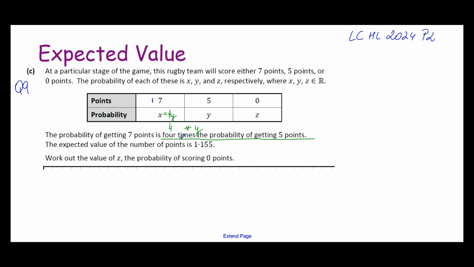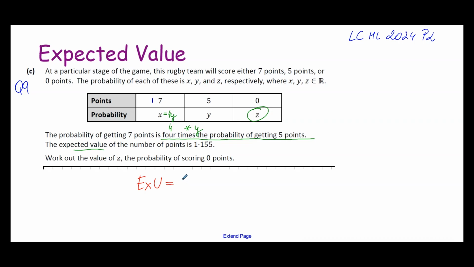The expected value of the number of points is 1.155. So here we have been given the expected value, and therefore we have to work out the value of z, the probability of scoring 0 points. So normally they will tell us to calculate expected value. So how did they get that answer? How do we calculate expected value?